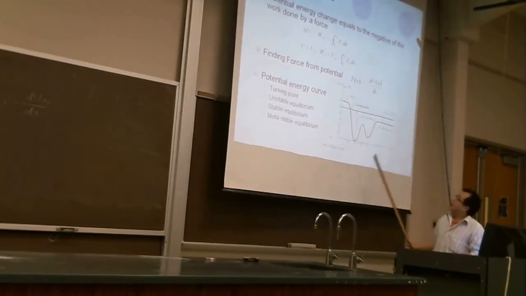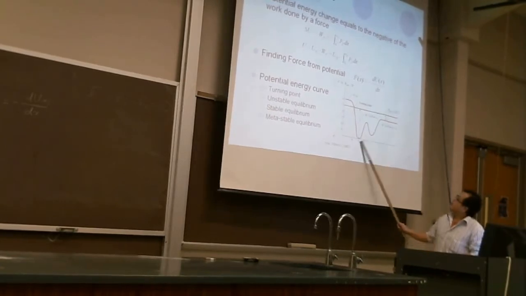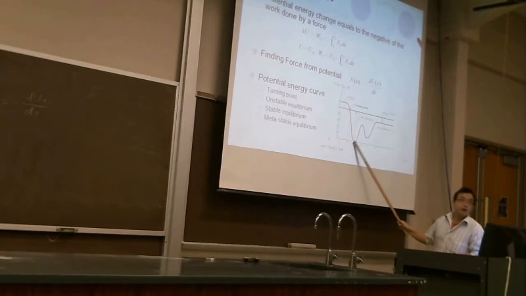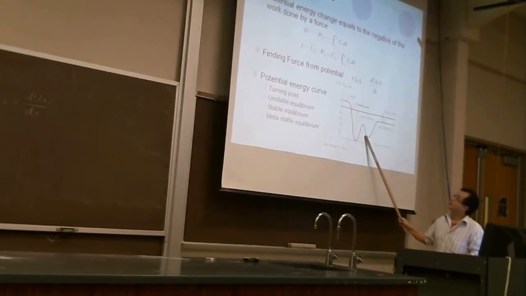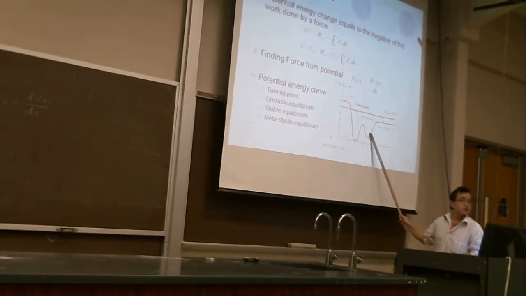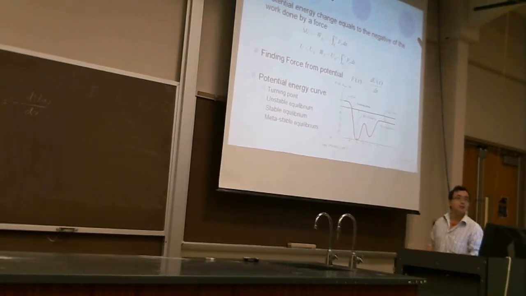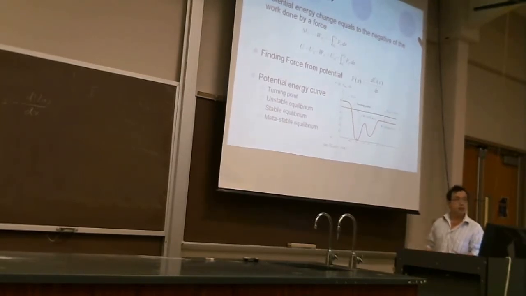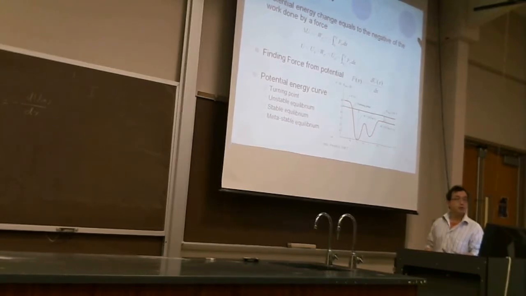Okay. And these points are called equilibrium points. They are the minimum or maximum of the potential energy. And by the way, how can you find the minimum and the maximum of the potential function? Mathematically, what's the way to do that? Take the derivative and see where your derivative is 0, right?